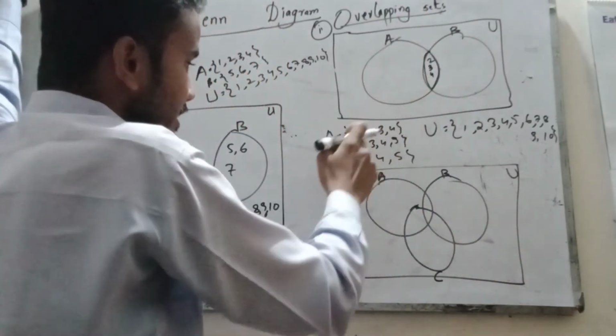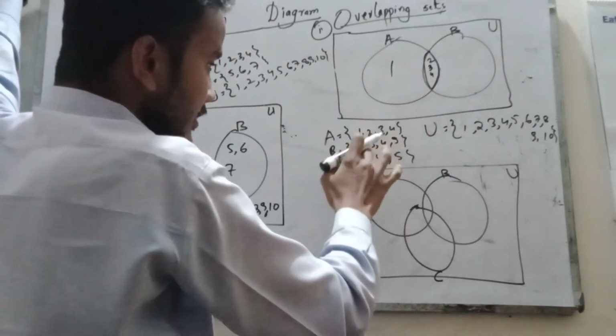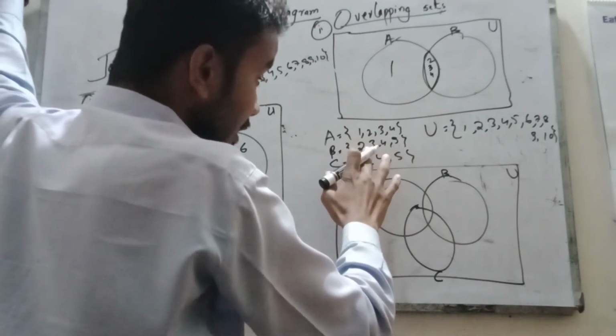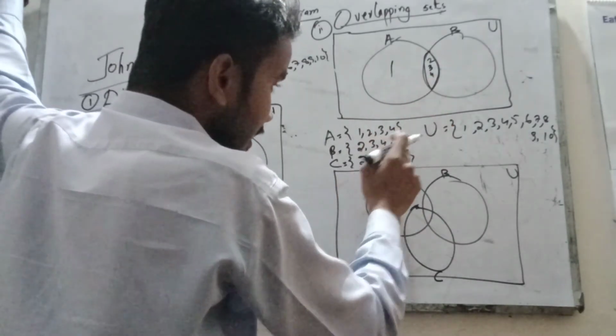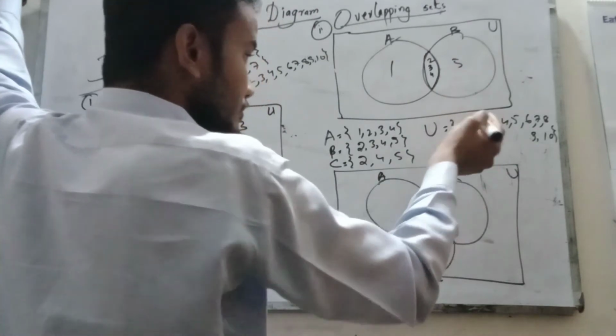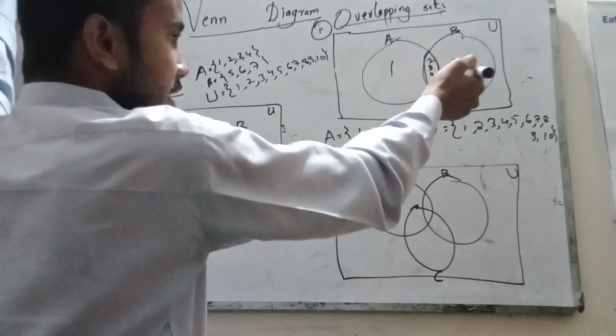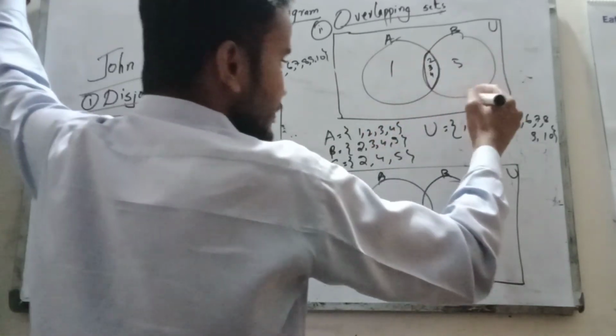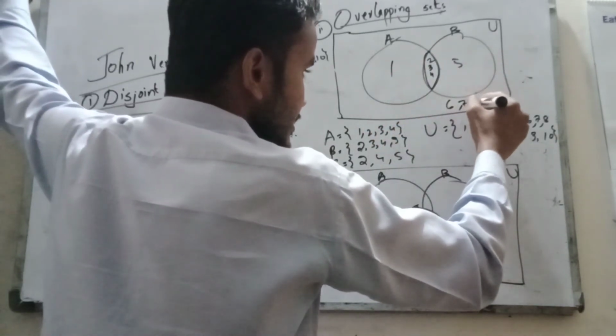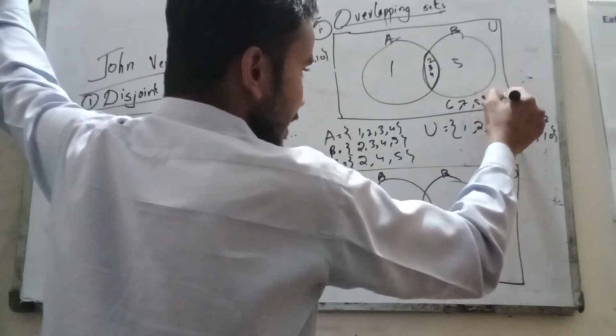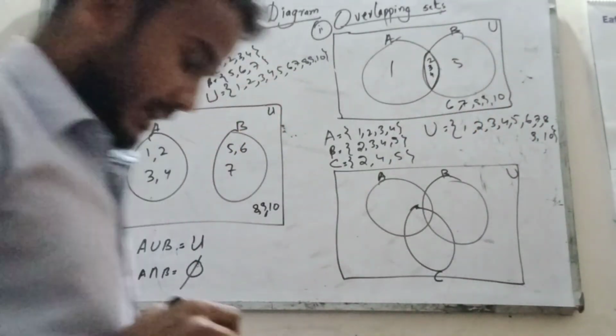What are the remaining elements of A? 1. What are the remaining elements of B? 2 3 4 and 5. What are the remaining elements of the universal set? Because we have written 1 to 5, remaining are 6 7 8 9 and 10. This is the Venn diagram.